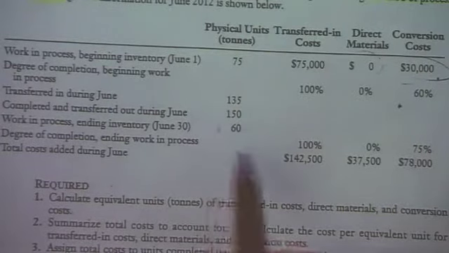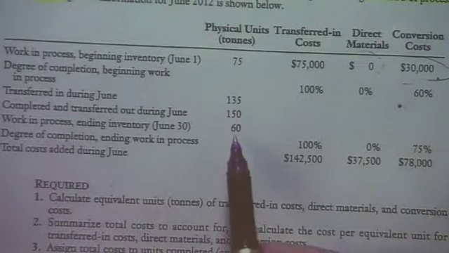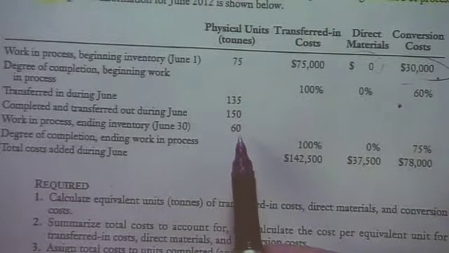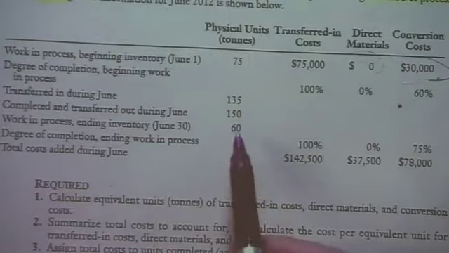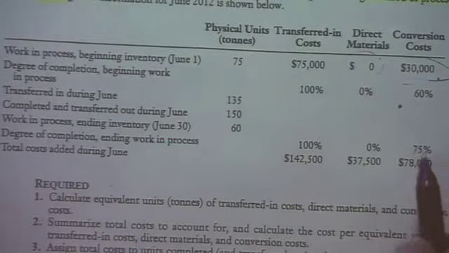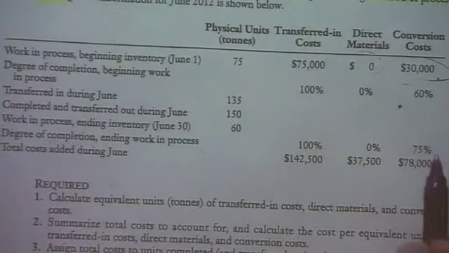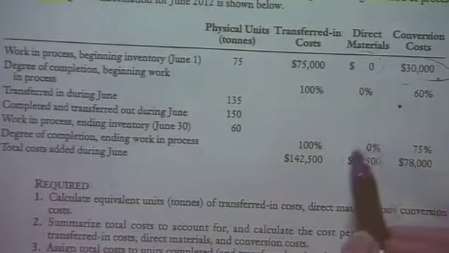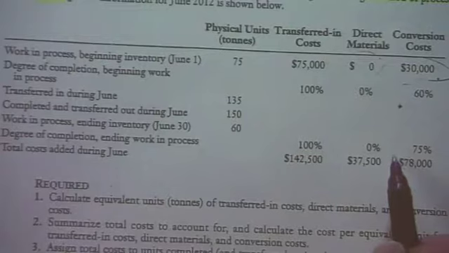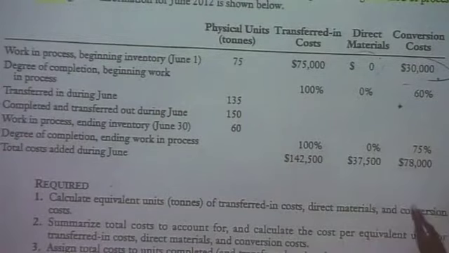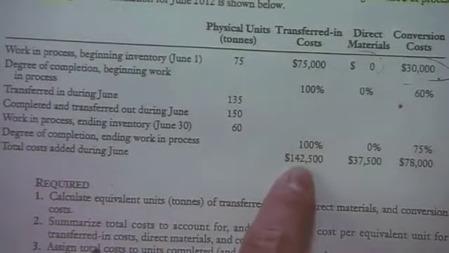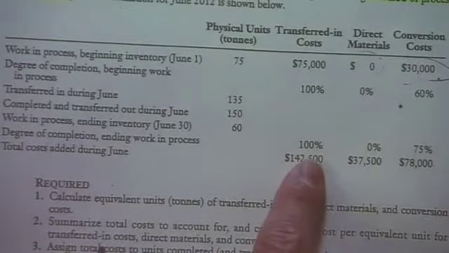And how many is left? We have 60 units sitting in work in progress at the end of the month. And of that 60, we've incurred 75% conversion cost and 0% of direct materials. And these are the total costs added for June.